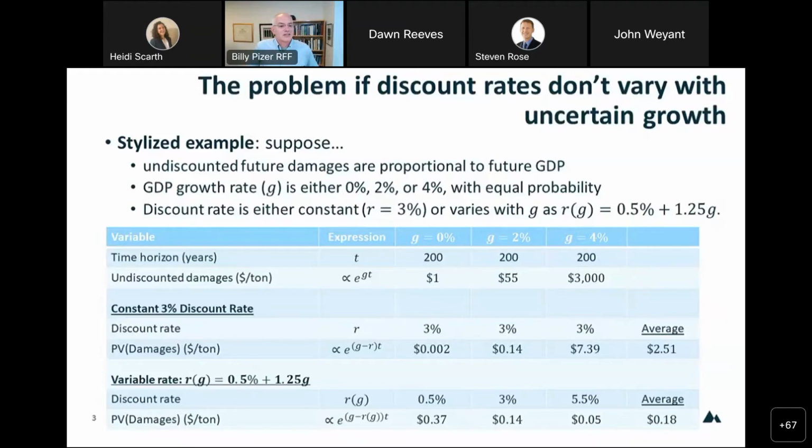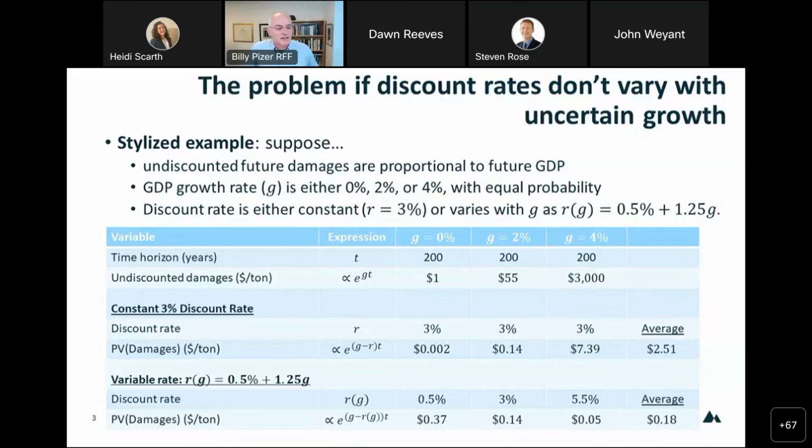If you were to discount those values at 3%, and you take the expected value, the average, not surprisingly, the expected value is dominated by the highest growth rate scenario, the 4% growth rate scenario. And that's intuitively displeasing, at least for most people, because you would tend to think you would be worried about damages in the poorer states of the future, not the richer states of the future, where you're generally able to deal with these consequences.